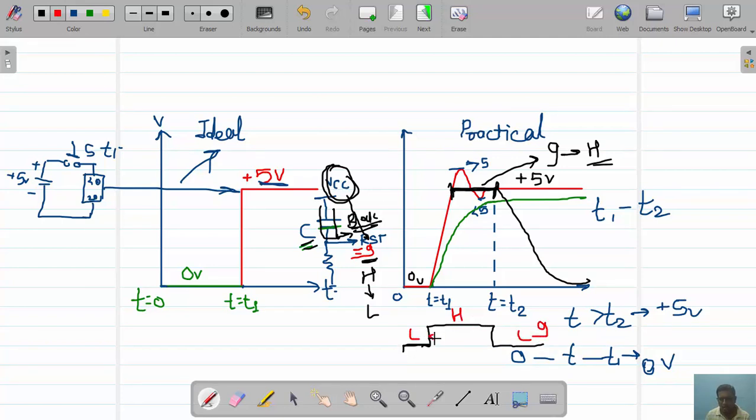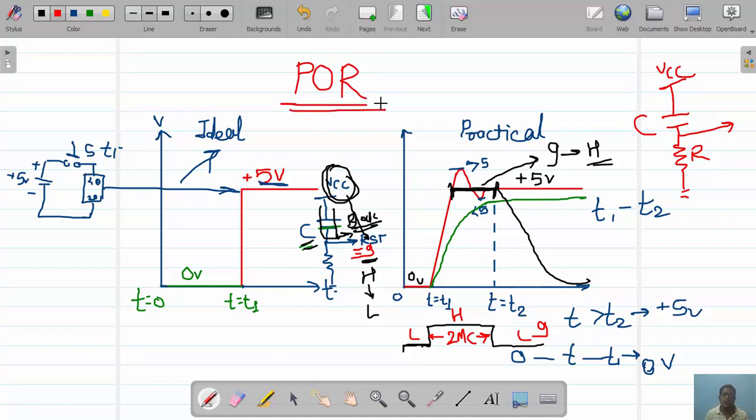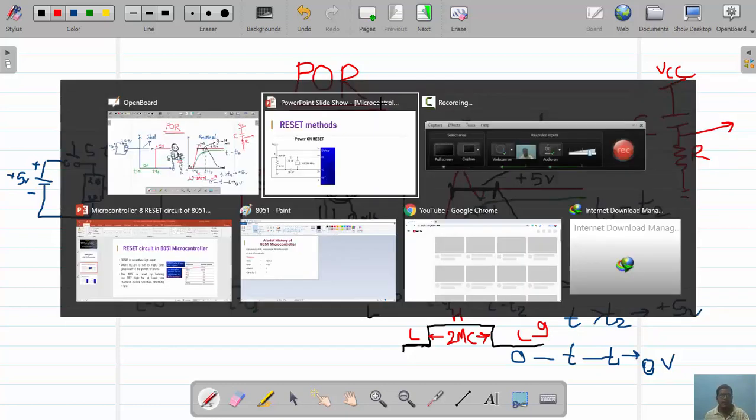And the value of R and this C is adjusted in such a way that, in this power on reset circuit as shown here, the value of R and the value of C are selected so that the status of pin number 9 is high for minimum 2 machine cycles, and hence my device goes into reset mode. And this reset occurs when we turn on the supply, and that's why it is called POR, that is power on reset. So this is the first type of reset circuit.